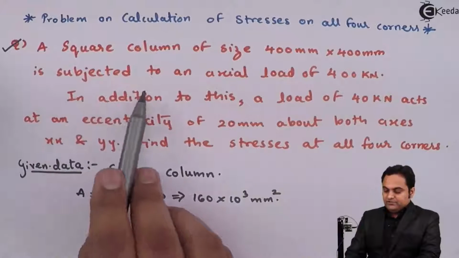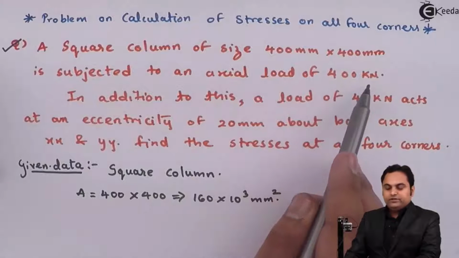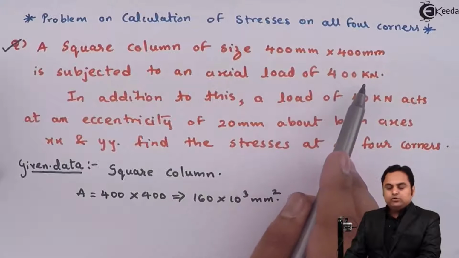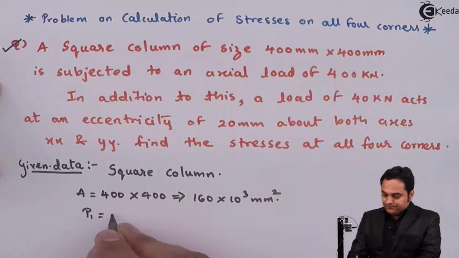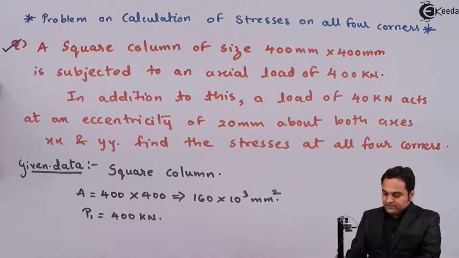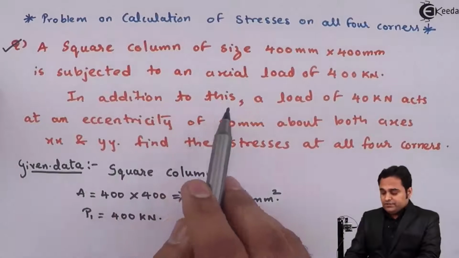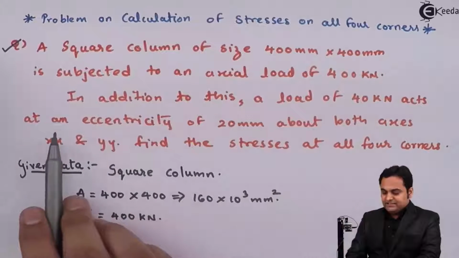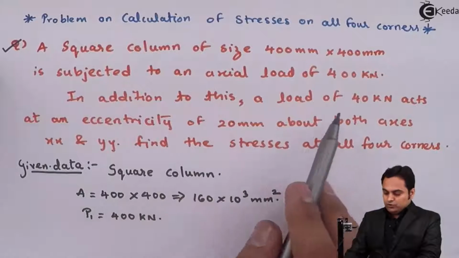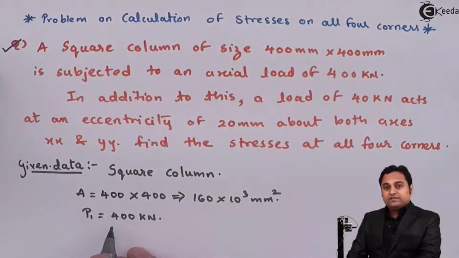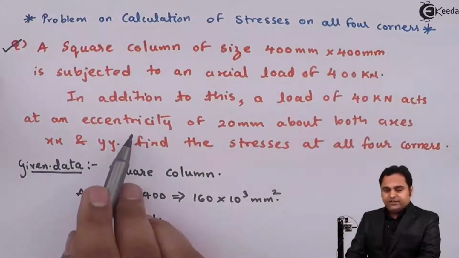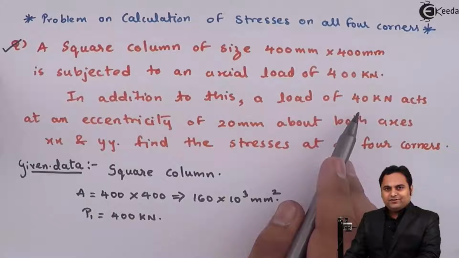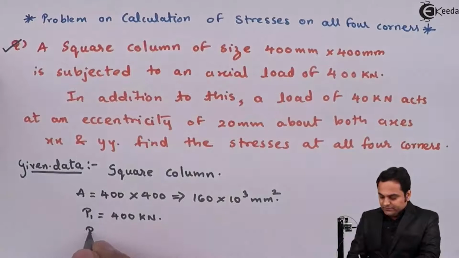Then it is subjected to an axial load of 400 kilonewton. This is the load which is passing through the axis. I'll give it as P1. Next, in addition to this, a load of 40 kilonewton acts at an eccentricity of 20 mm. So we have one load which is passing through the axis, and another load of 40 kilonewton acts at an eccentricity. So this is the eccentric load. Here I'll denote it as P2, 40 kilonewton.